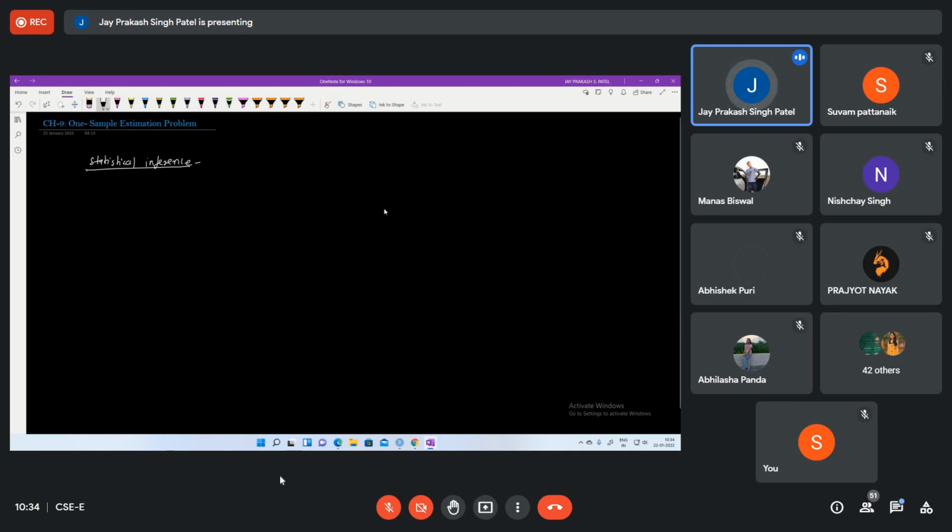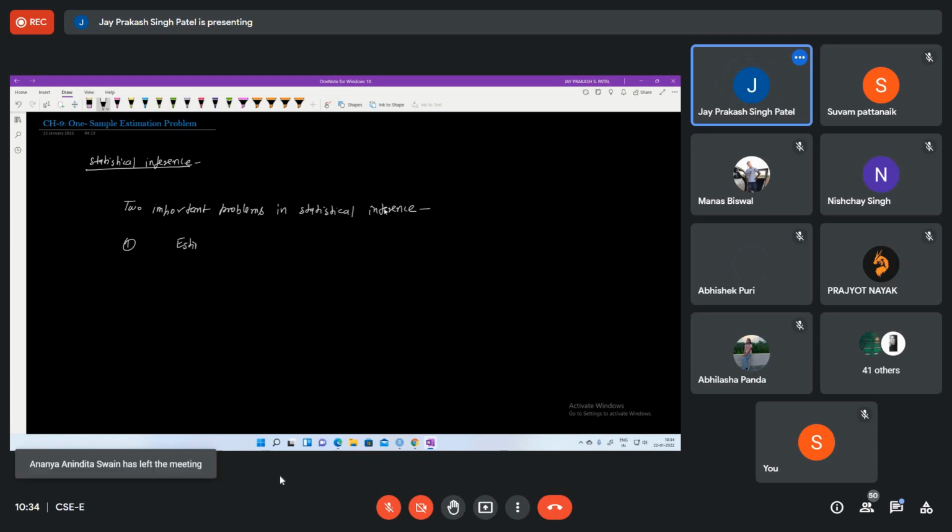So there are two important problems in statistical inference. The first one is estimation, and the second one is testing of hypothesis.